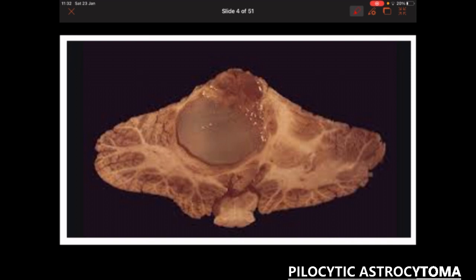So we start with pilocytic astrocytoma gross features. Pilocytic astrocytoma is preferentially located at the posterior fossa and also the cerebral midline structures. Other than that, it is also usually located in the hypothalamus and the brain stem. In this case, the tumor is located at the cerebellum.